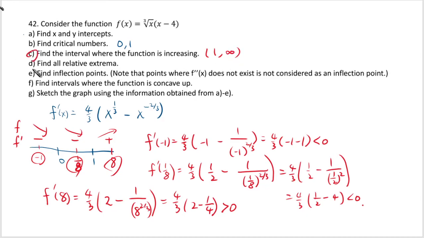And as a bonus, we can also answer part D. 1 is the only relative minimum. Since at 0 you go down and go down again, 0 is not a relative anything, but 1 is a relative minimum. If you plug in 1, it's 1 times 1 minus 4, which is negative 3. So you have a relative minimum at (1, negative 3) and no relative maximum.